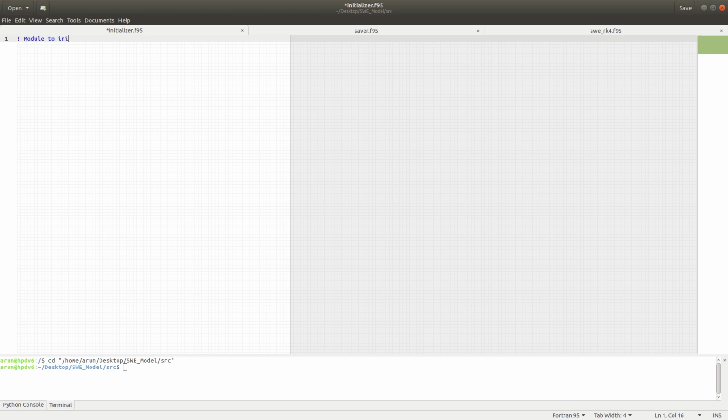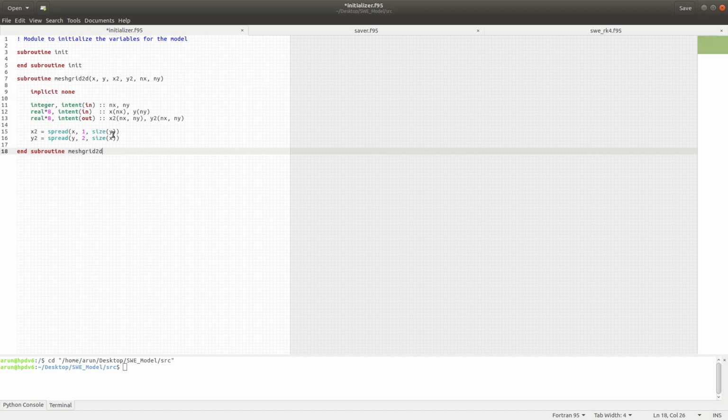Module to initialize the variables for the model. Okay, so it's going to need a subroutine init, and then this is also going to contain a small subroutine called meshgrid. I'm going to write it.